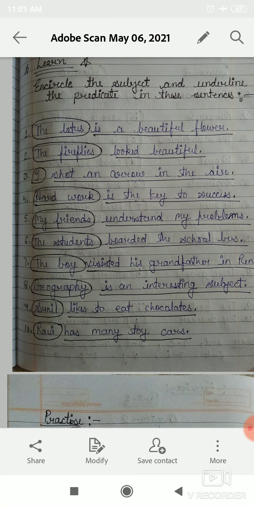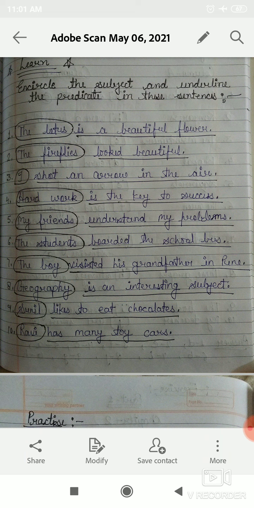Now next, number 4. Number 4 is: hard work is the key to success. Tell me which part of the sentence is subject here. Here hard work is a subject, and is the key to success is the predicate. So students, you have to circle the words hard work and underline the group of words is the key to success, because this is a predicate.